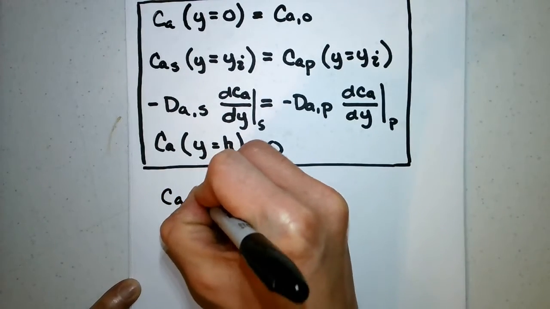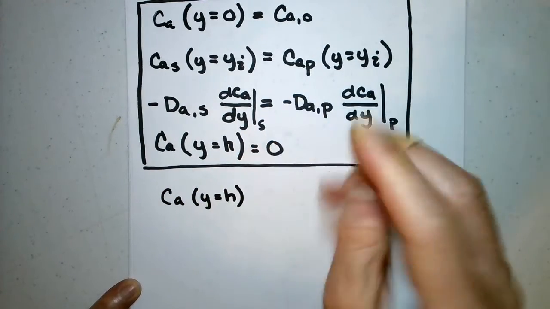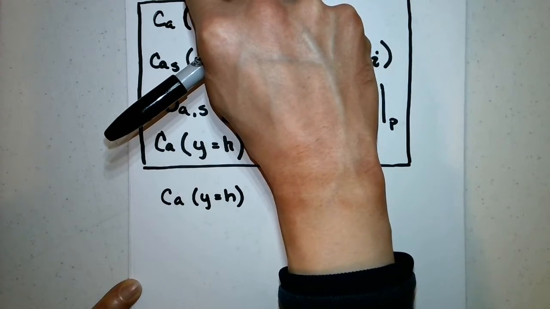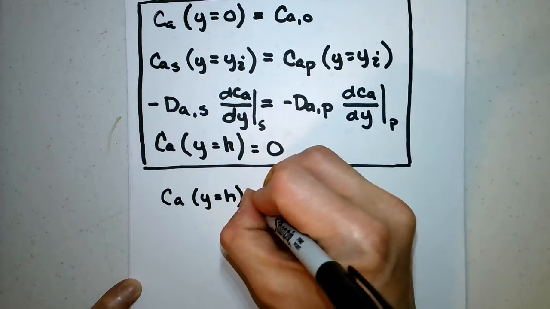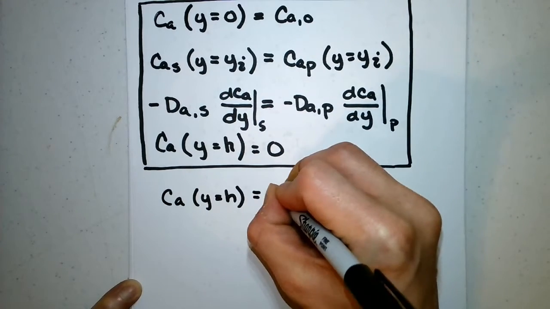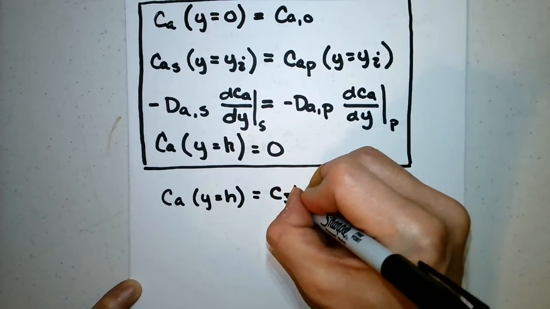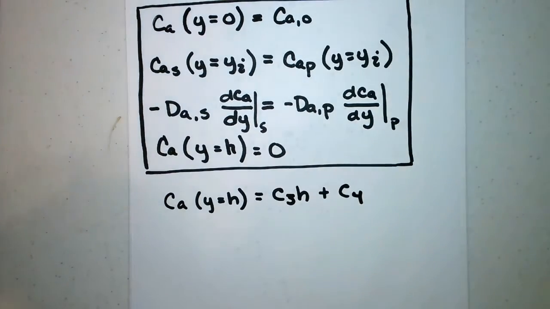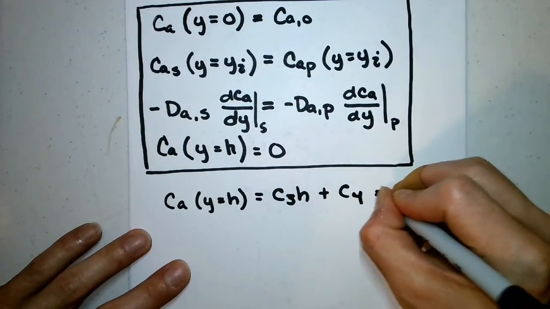So CA of y equals h. Well, that applies to the silicon dioxide. So this is C3 h plus C4. And that was equal to 0.